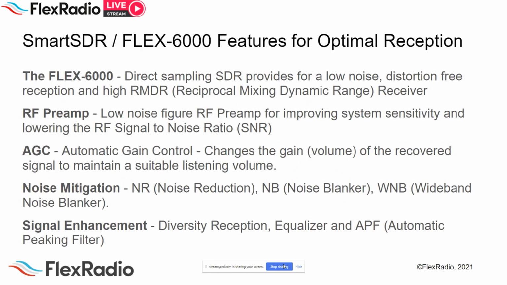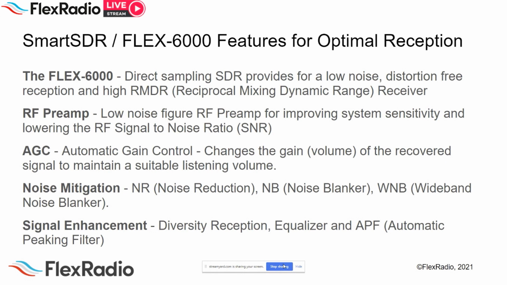So let's talk about the different areas that we're going to discuss. One is going to be the Flex 6000 hardware itself. The 6000 is a direct sampling SDR, providing low noise, distortion-free reception and high RMDR, or reciprocal mixing dynamic range. You can't hear weak signals if you have a bad receiver, and the Flex 6000 is one of the absolute best out there based on the SDR design.